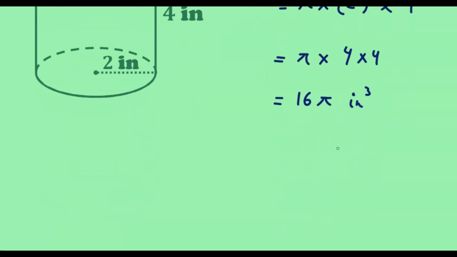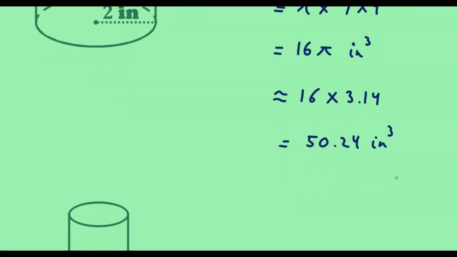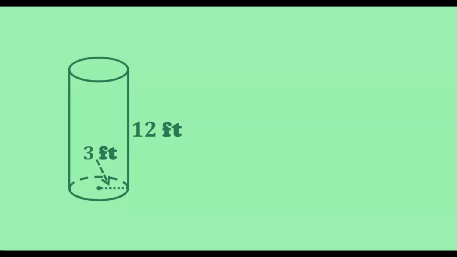And pi is approximately equal to 3.14, so we have 16 times 3.14, and if we calculate that, we'll get 50.24. So the approximate volume of the cylinder is 50.24 inches cubed. Let us consider the next cylinder. Now in this cylinder, we can see that the radius is 3 feet, and the height can be seen to be 12 feet. So let us determine the volume of this cylinder.